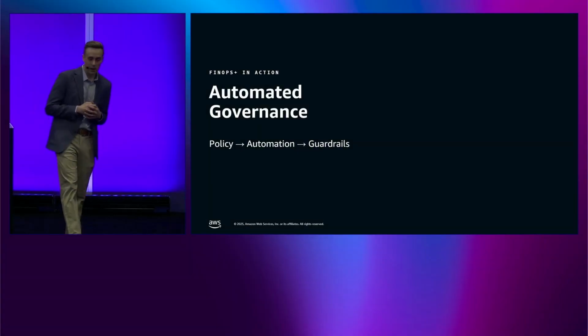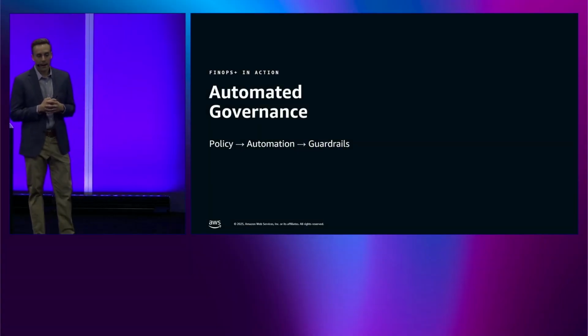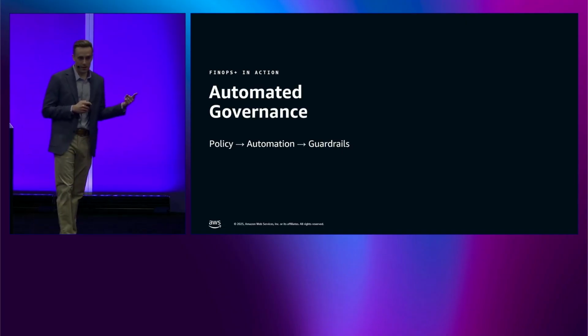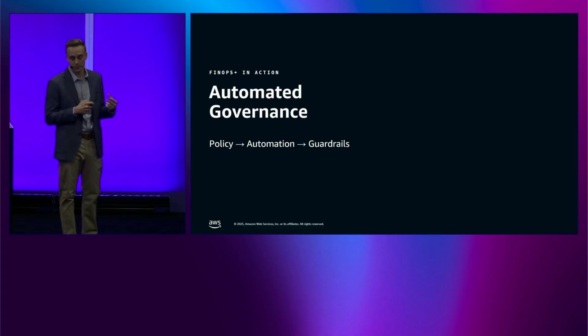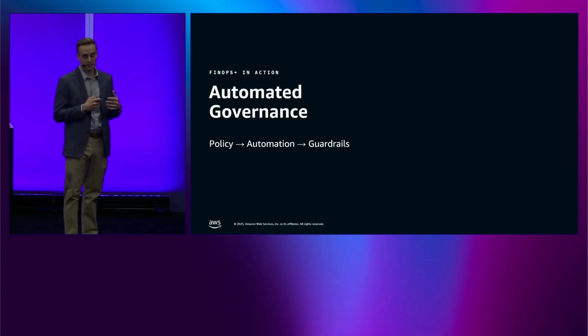The first we're going to talk about is automated governance. And I like to start by defining that with 3 steps. The first is policy. Policy becomes automation, and automation becomes guardrails. And when I talk about what policy means, I'll throw some examples up that probably apply to all of you.